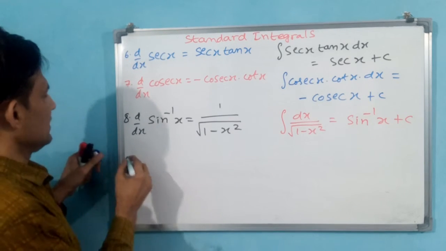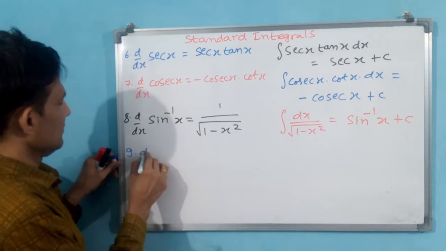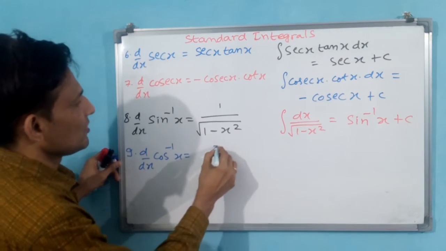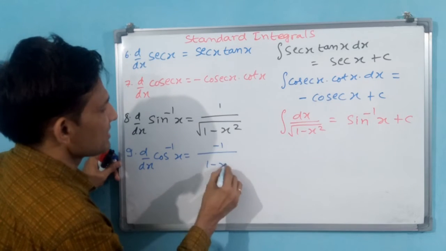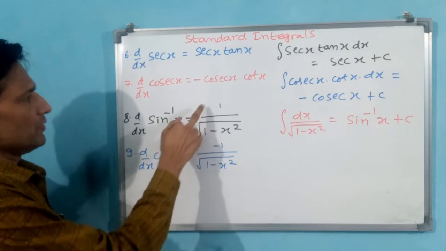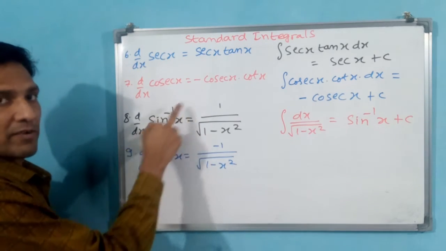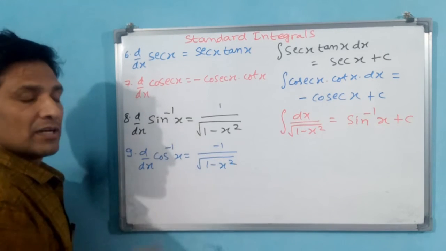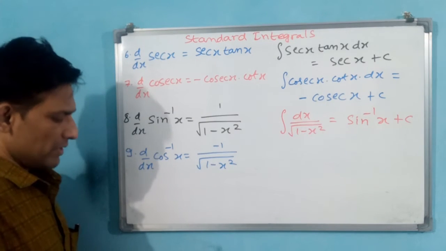Go for cos inverse. Minus 1 by square root of 1 minus x square. This is plus 1, this is minus 1. Sin inverse x is 1 by square root of 1 minus x square. Cos inverse x is minus 1 by square root of 1 minus x square.